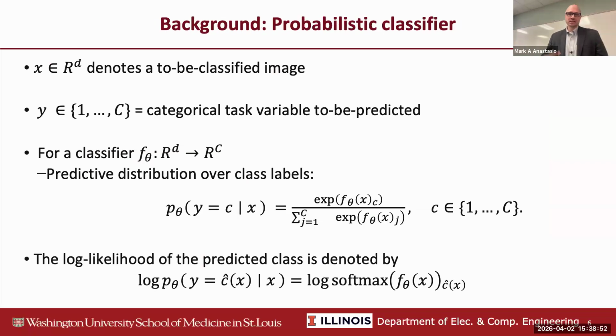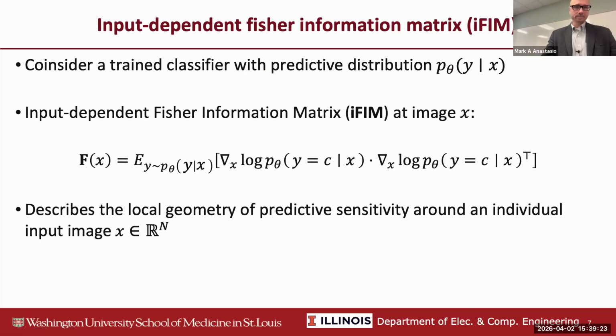So that's the goal. Just to set the notation in the background, we're going to assume we have a probabilistic classifier. The vector x denotes the input image to be classified. Y is our task variable, and there could be C different categories. In some of the examples, I'll just let C equal 2, and we'll have a binary detection class. So anyway, we assume we have a classifier that produces a predictive distribution, p_theta, over the task variable Y. Okay, so that's just standard setup.